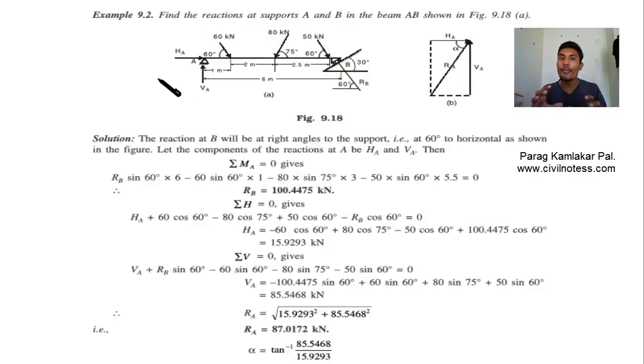Okay, so now how to solve the numerical? First of all, you have to go to point A where the summation of moments is 0. Okay, and for the rest, you have to take the moment as force times perpendicular distance at point A.